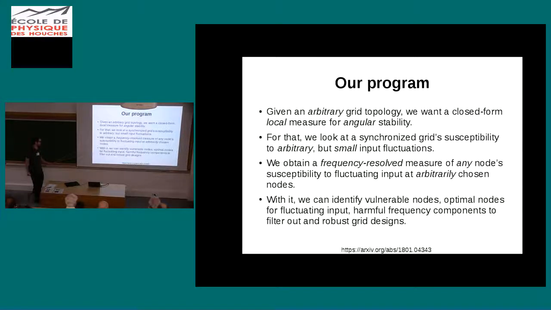So with it, we can identify vulnerable nodes, optimal nodes for fluctuating input. So we may be able to know where best to place a wind park or a solar farm in order to not perturb the system too much in terms of angular stability. We can also identify harmful frequency components that we may be able to filter out with high-pass, low-pass, band-pass filters that can be seen as storage elements, or they could be realized as storage elements. And we could also propose robust grid designs, all of which we haven't done yet, okay?